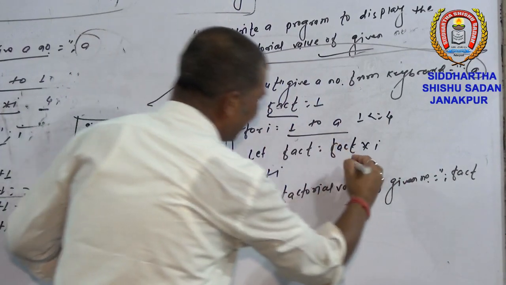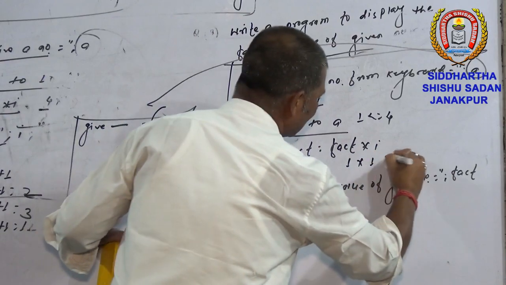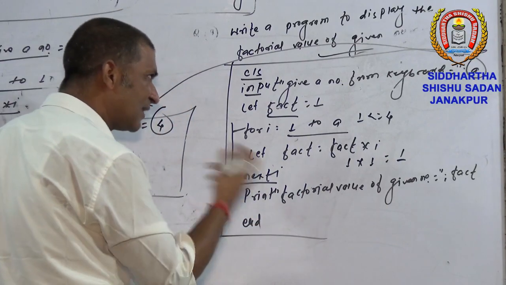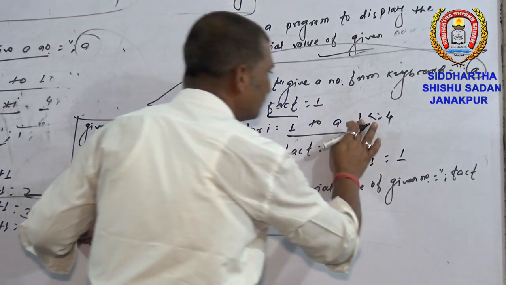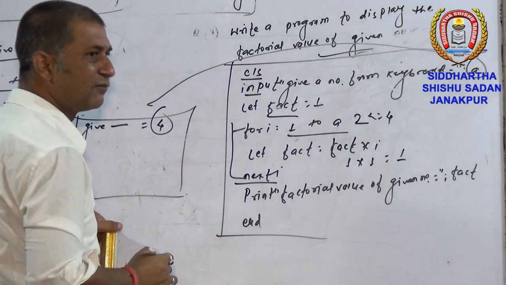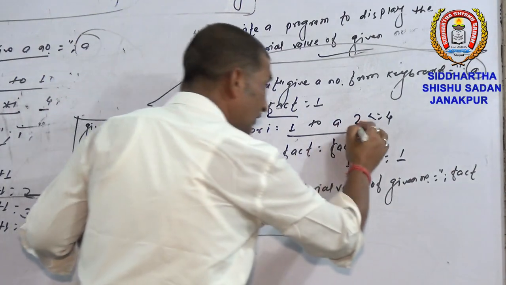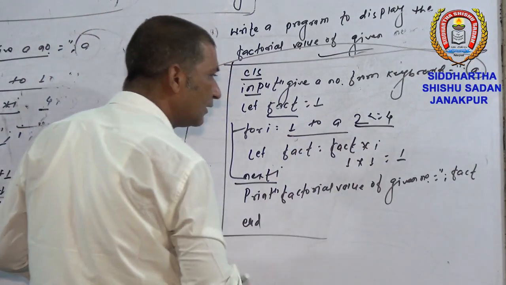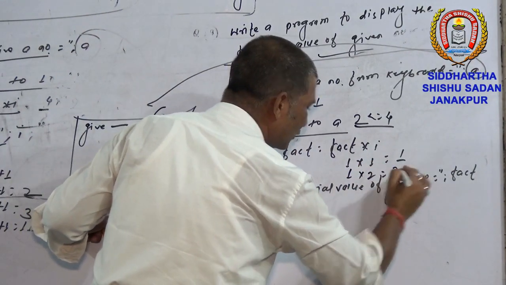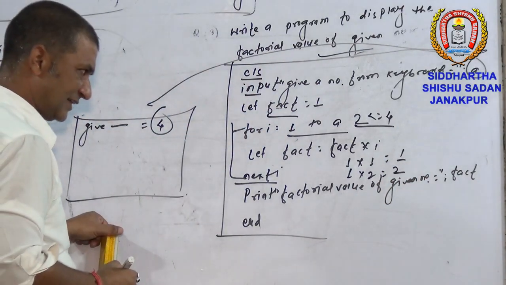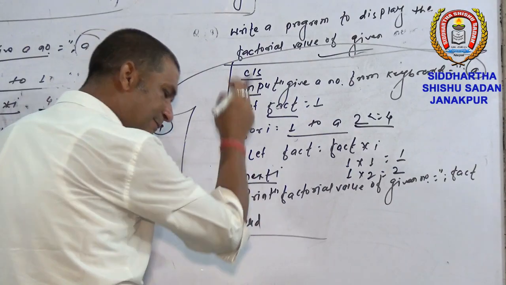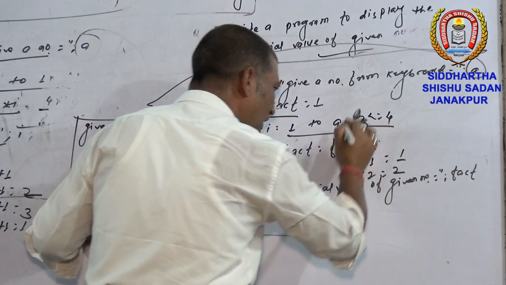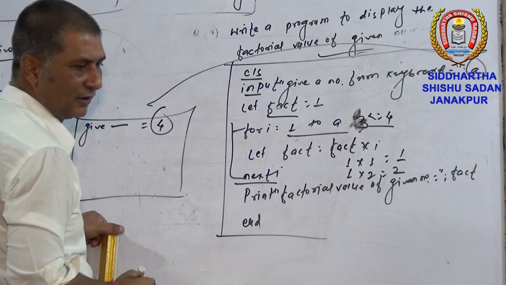The first time fact equal to 1 and I equal to 1, so 1 into 1 equal to 1. Second time, next I equal to I plus 1, the value of I is 1, that becomes 2. Again check the condition of the looping statement. Again 2 less than 4, yes, the condition is true. Again it comes in the body of the looping statement, fact equal to fact into I. The fact is 1 and I becomes 2, so 1 into 2 equal to 2. Like that, student, next I equal to I plus 1, the I is 2, so 2 plus 1 equal to 3. It goes to check the condition again, 3 less than 4, yes, the condition is true.